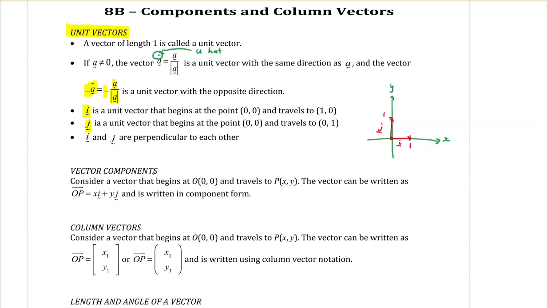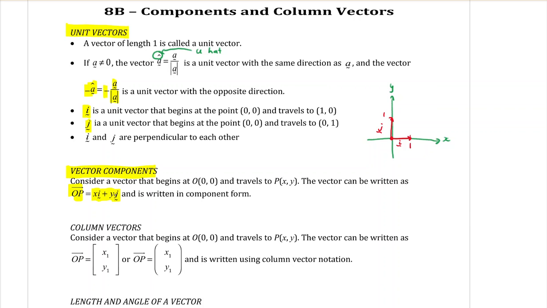Now we're going to be writing our vectors by their components. So consider a vector that begins at the origin 0, 0 and travels to a point P, which is x, y. The vector can be written in component form. So vector OP, we're used to that notation. It will be however far it goes along the x-axis times the unit vector I, plus however far it travels along the y-axis times the unit vector J. Yeah? So that's what's going to be called component form.